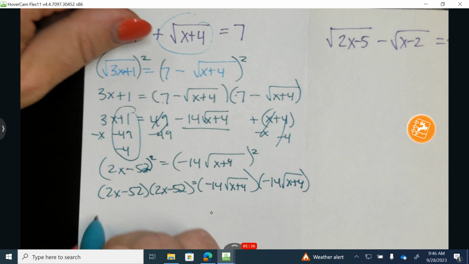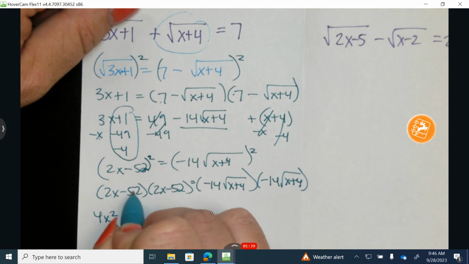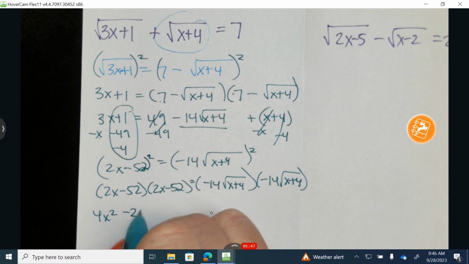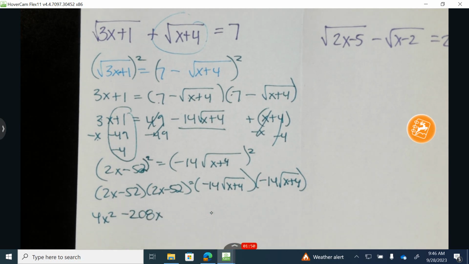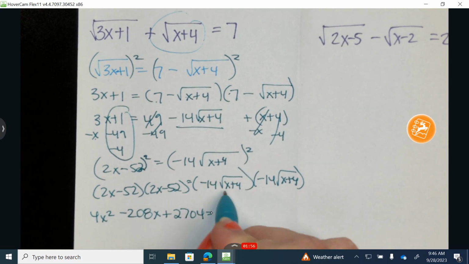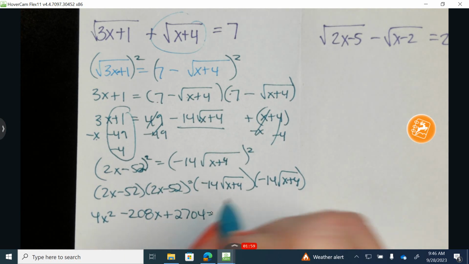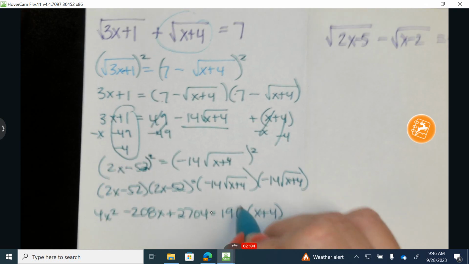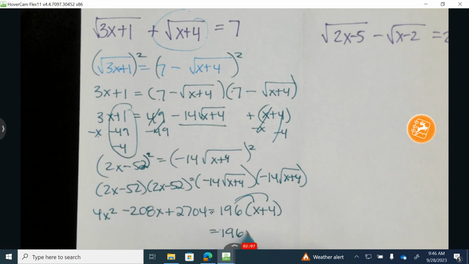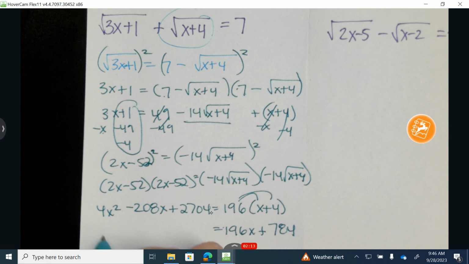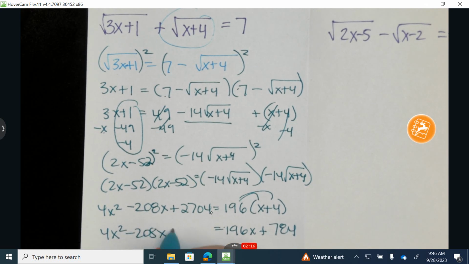All right, here we go. 2 times 2 is 4x squared. This is negative 104. So I have negative 104 and negative 104, which is going to be a negative 208x. And 52 times 52 gives us a really large number, 2704. On the right-hand side, 14 times 14, although they're both negatives, when you multiply, you get a positive 196 times the quantity x plus 4. I'm going to distribute 196 to get 196x plus 784. And now I'm going to move everything to the same side.